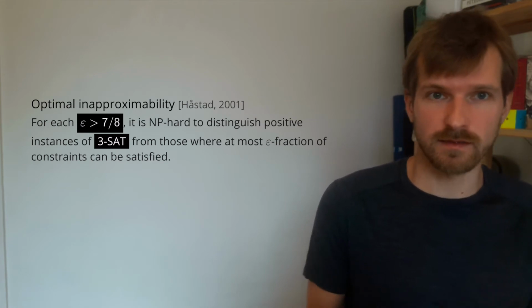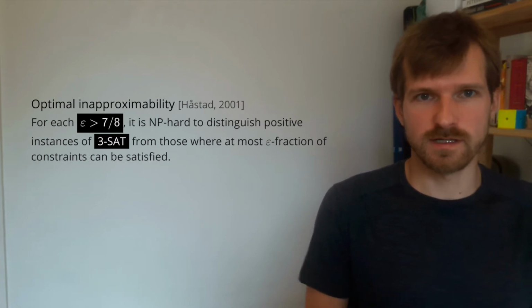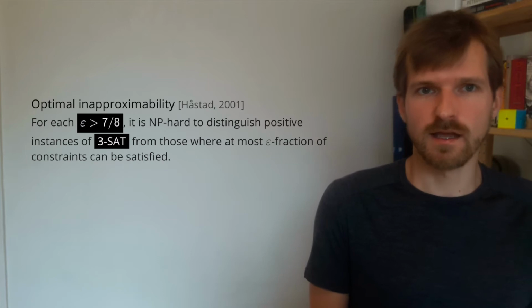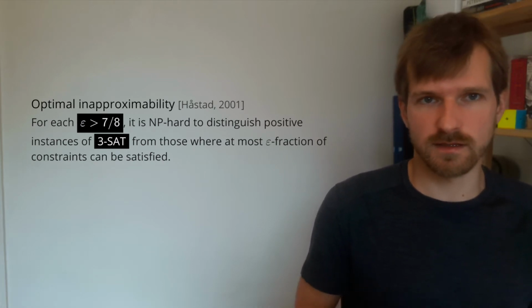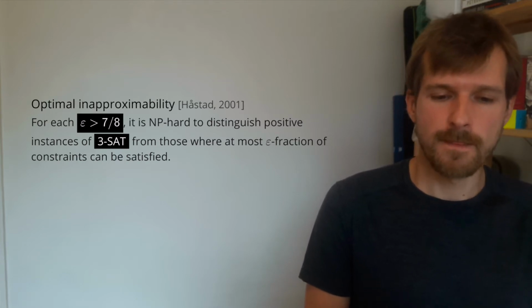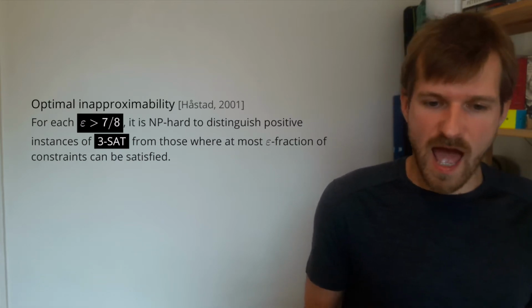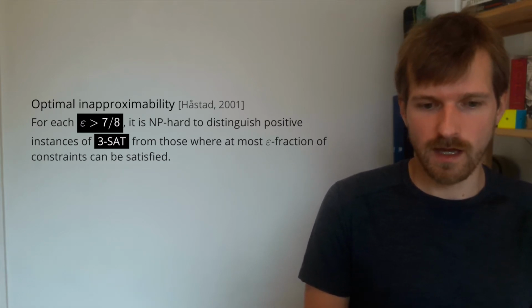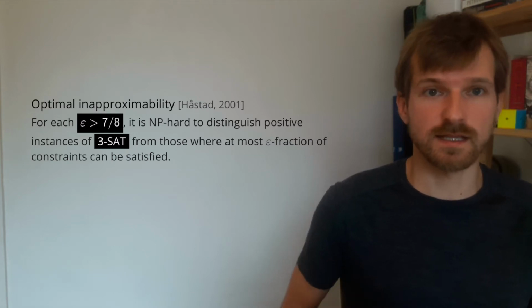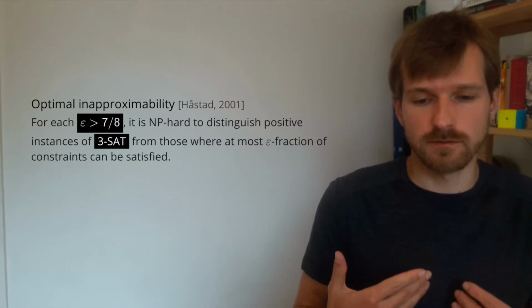The 7/8 threshold comes from a very easy approximation algorithm for 3-SAT, which just flips coins for each of the variables and assigns values at random. Then you have a probability of 7/8 that you satisfy any particular constraint of 3-SAT. And so this result says that you cannot do better.